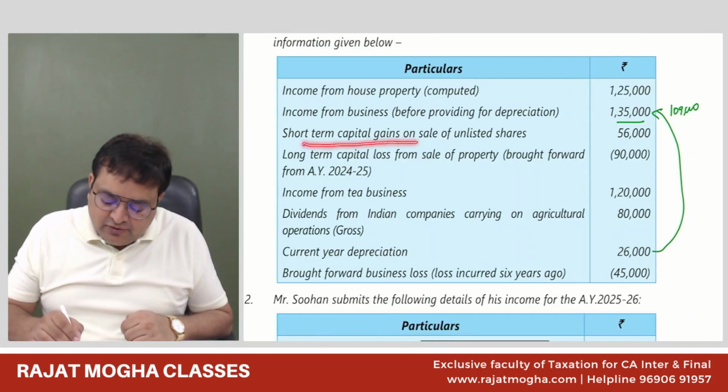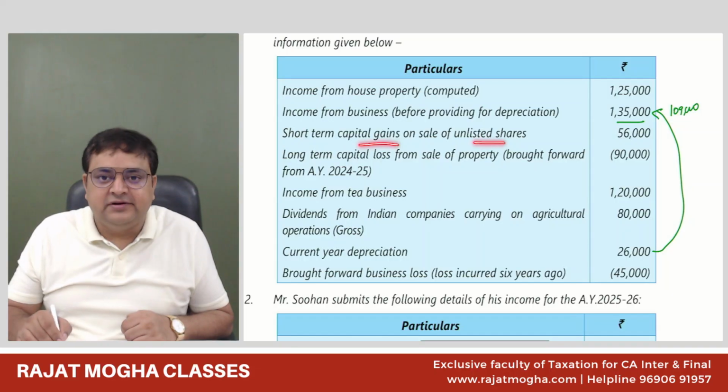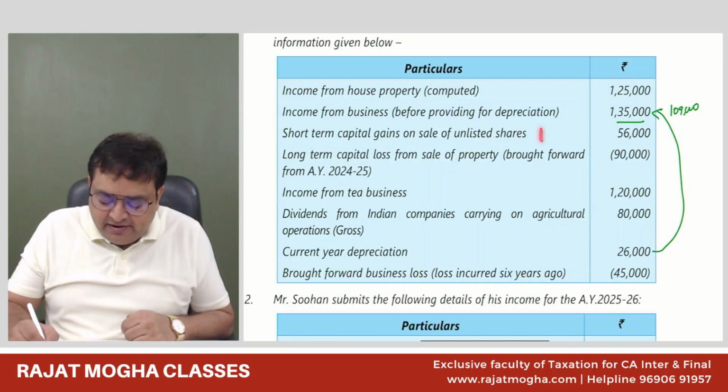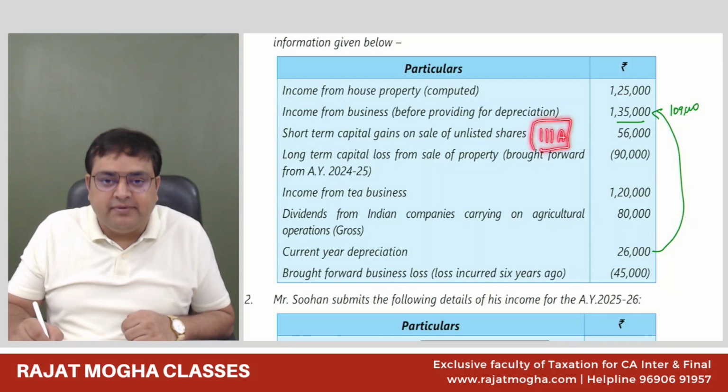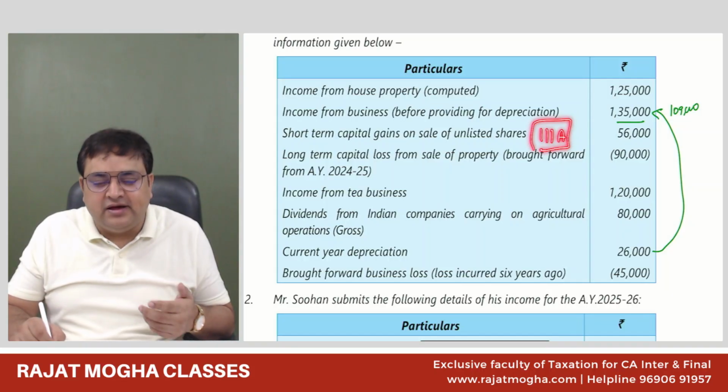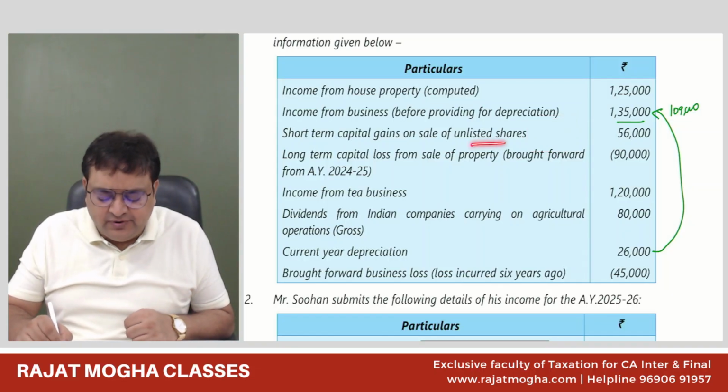short-term capital gain on sale of unlisted shares. So it's a capital gain on sale of unlisted shares. It's short-term on shares. Is it 111A? No, it is not 111A. 111A is short-term on listed shares, right? On which STT is paid. So it is unlisted shares only. It is normal short-term.